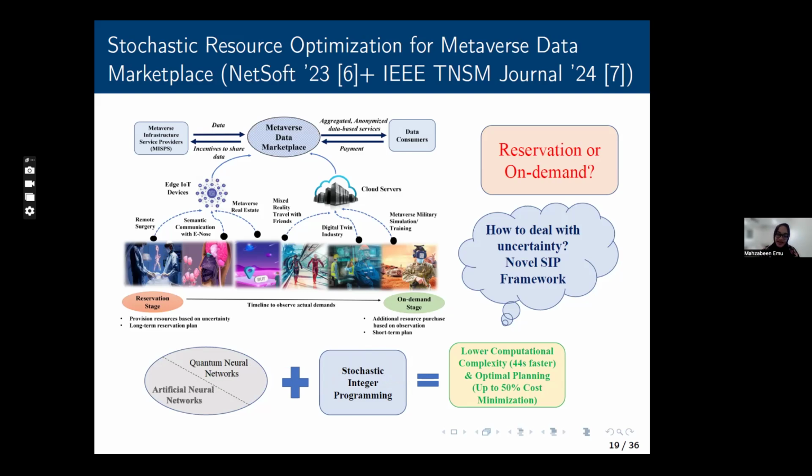So you might ask, why are we not using artificial neural networks to predict the demand? My answer is that, being a very contemporary domain such as metaverse, we have very limited availability of data. And quantum neural networks can actually learn and predict better with fewer data compared to artificial neural networks. I will show some results in the upcoming slides.